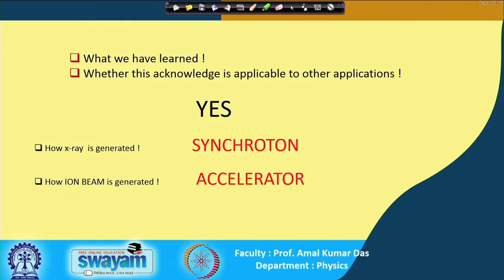So, the last part is what we have learned. Did we learn only the CRO, cathode ray oscilloscope, which we will use in our laboratory for experiments? Only this we learn, or something else? Whether this knowledge we learn today is applicable to other applications? Yes. You see, how X-ray is generated, how an ion beam is generated. These two, an ion beam, are produced by very big accelerators. Here the cathode ray tube is giving an electron beam, an accelerated electron beam.